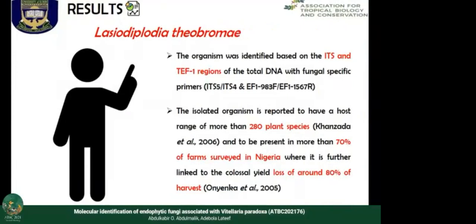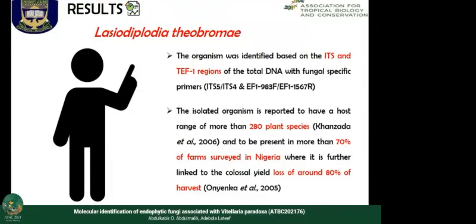Interestingly, the organism is reported to have a host range of more than 280 plant species and to be present in more than 70% of farms surveyed in Nigeria, where it is further linked to colossal yield loss of about 80% of the harvest. But interestingly, this is the first time that Lasiodiplodia theobromae has been isolated from the healthy leaves of Vitellaria paradoxa.